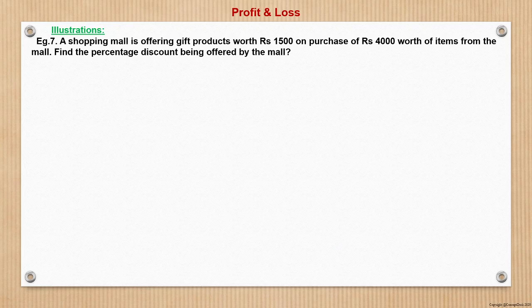It says that a shopping mall is offering gift products worth rupees 1500 on purchase of 4000 worth of items from the mall. Find the percentage discount being offered by the mall. So see here, what is the percentage discount? Directly we can say, that is selling price upon marked price minus 1 into 100. That is what the percentage discount is. Here selling price is what? Selling price is just what price the shopping mall will be receiving from the customer? 4000 only, right?